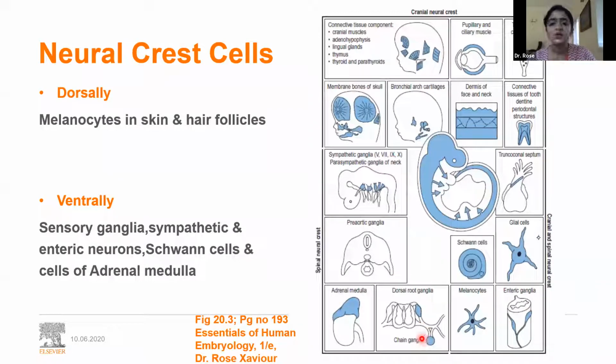Now, the neural crest cells seen in both regions, cranial as well as spinal, will give rise to the truncoconal septum. We have seen the septum which divides the truncus arteriosus into the pulmonary artery and the aorta. Then you have the glial cells, the Schwann cells, the melanocytes, and all these enteric ganglia, all formed from the neural crest cells seen in the cranial and spinal region. So that's about the derivatives of the neural crest cells.